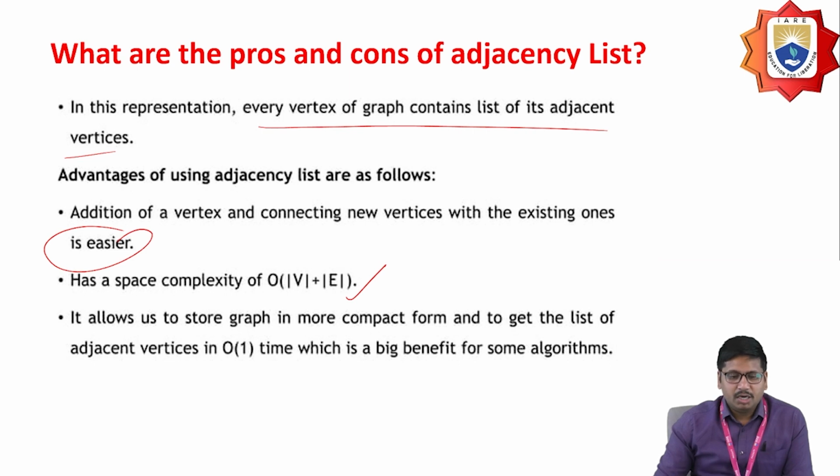So in this representation, each vertex of the graph has its adjacent vertices, and the advantages of using this adjacency list are that it is easier, it has better space complexity, and it allows us to store the graph in a more compact form.